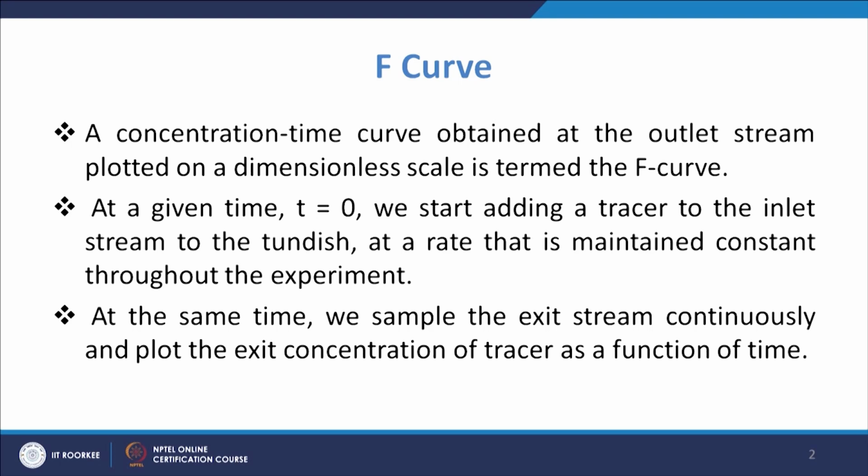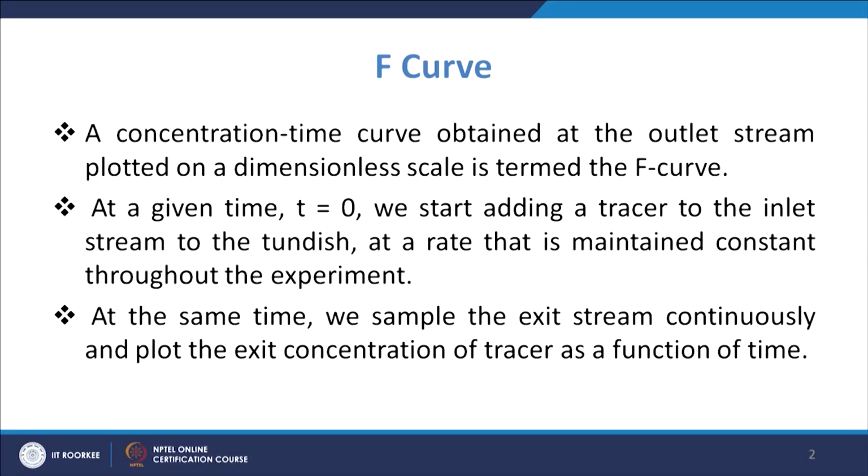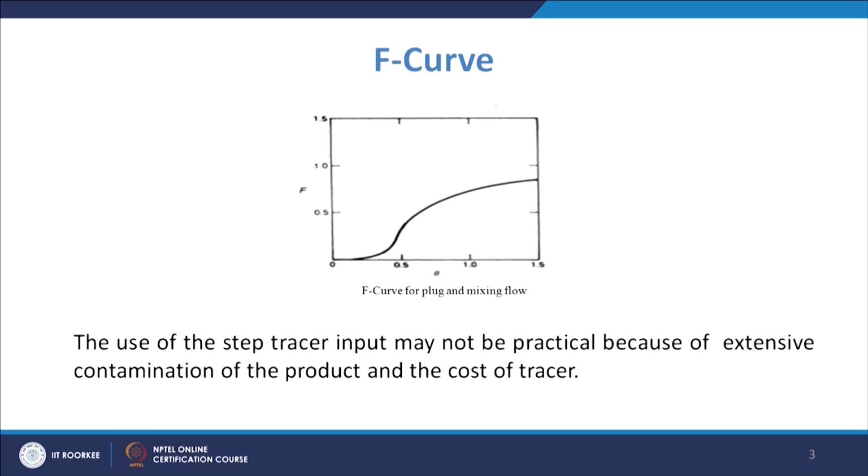At the same time we sample the exit stream continuously and plot the exit concentration of tracer as a function of time. So, we allow the tracer to go inside the tundish, and it will flow as per the path which is available to it depending upon the configurations inside the vessel, and then it will come out. There we have the instrument by which we measure the concentration of the tracer at the outlet of the tundish. The curve which we get is known as the F curve.